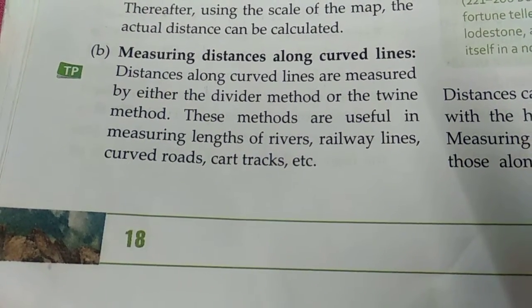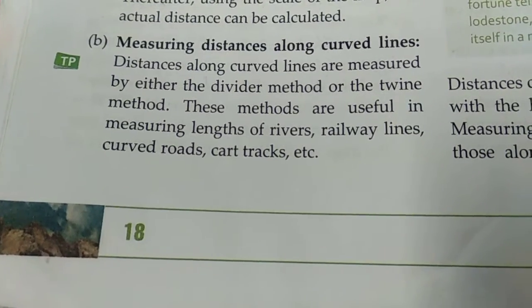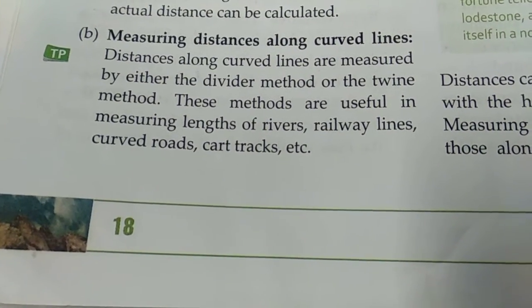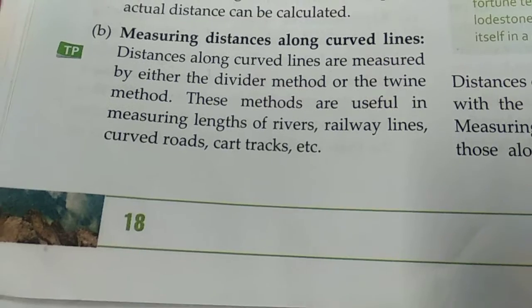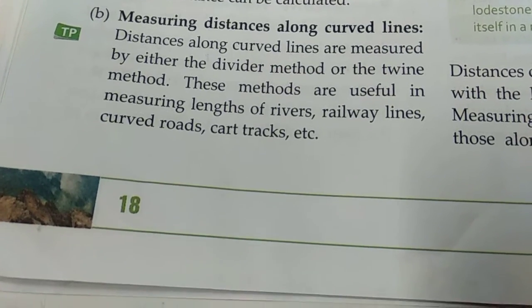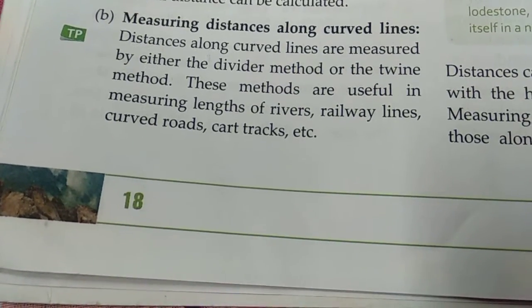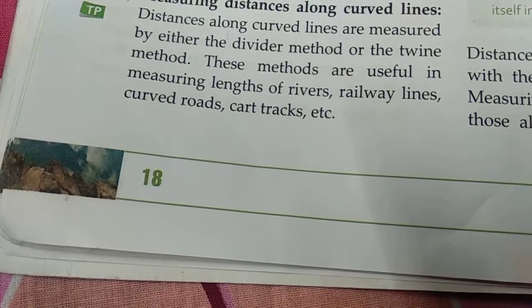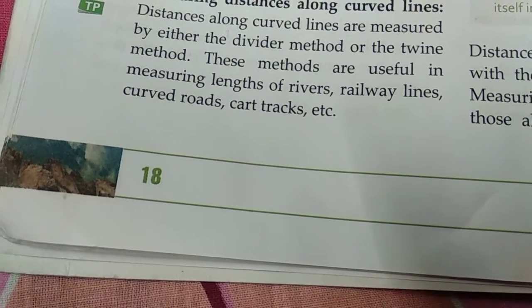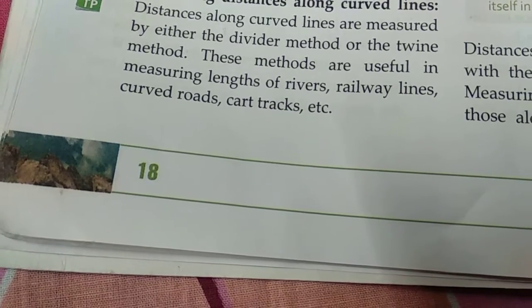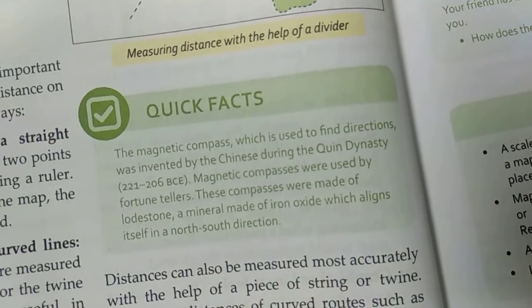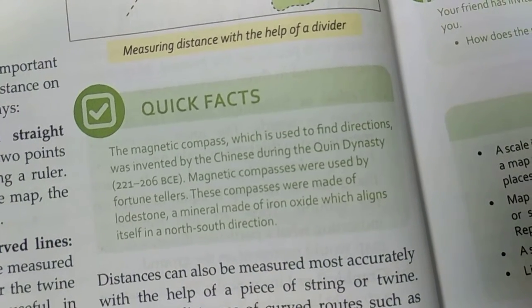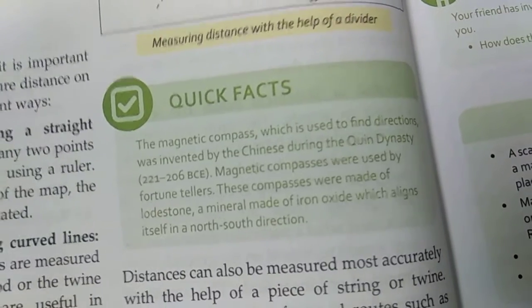Measuring distance along curved lines. Now when the lines are curved, it is measured by either the divider method or the twine method. These methods are useful for measuring lengths of rivers, railway lines, curved lines, roads, cart tracks, etc. Distance can also be measured most accurately with a piece of string or twine. Here, the twine method.